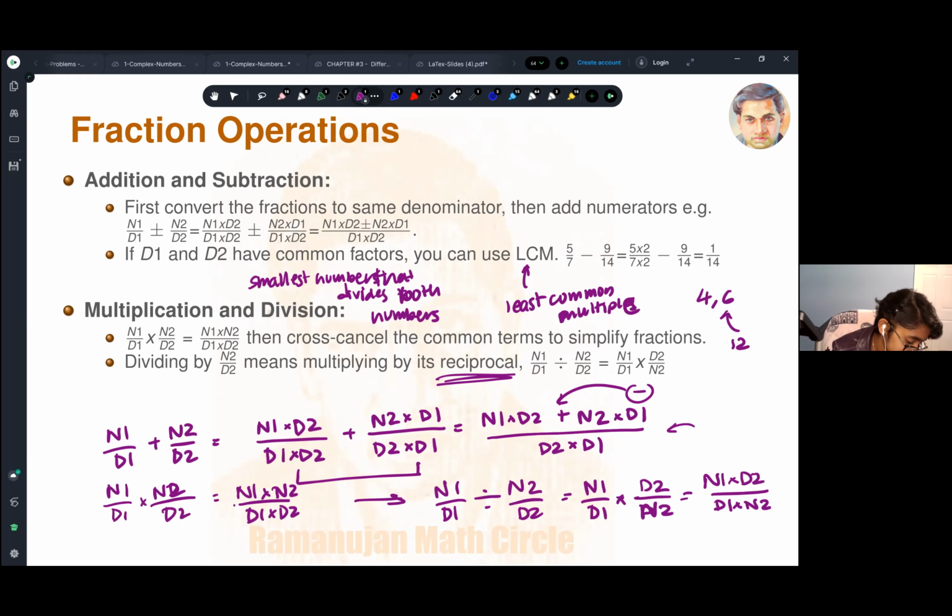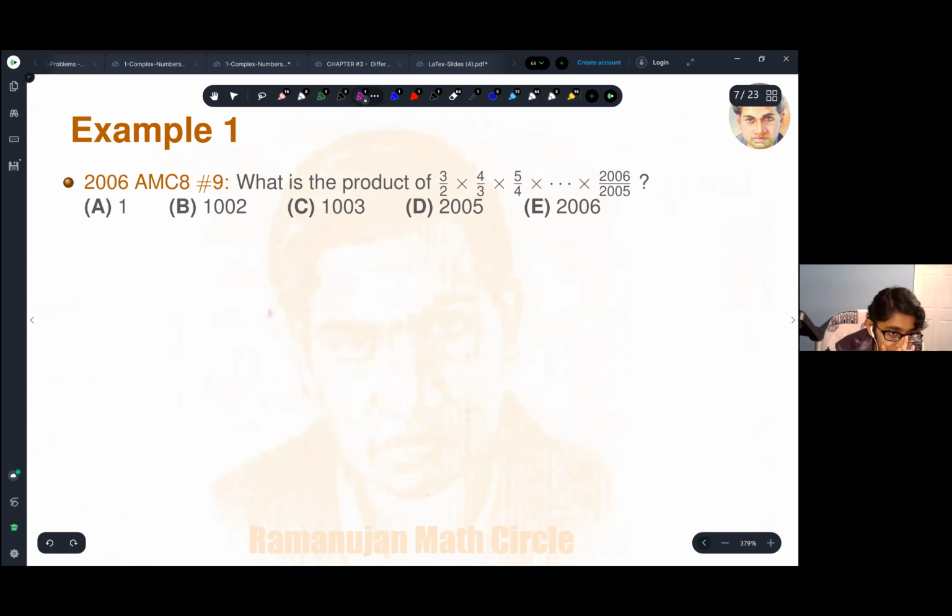Okay, so let's look into an example of fractions. I'm going to read this out, give you some time to work on it, and then we'll come back and discuss. What is the product of 3/2 times 4/3 times 5/4 times all the way until 2006 over 2005?